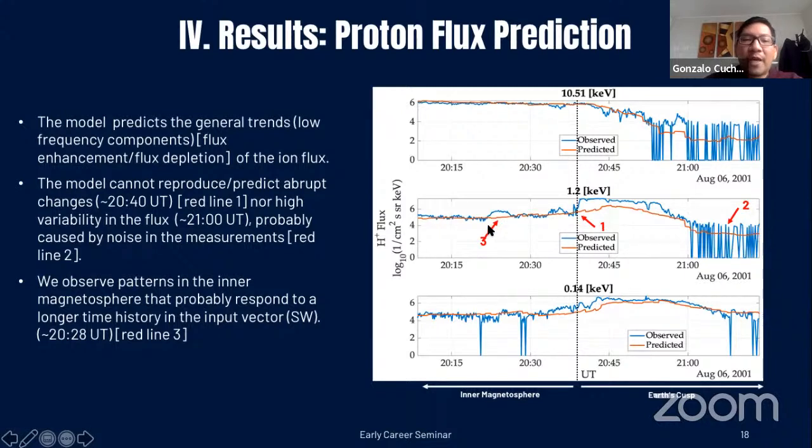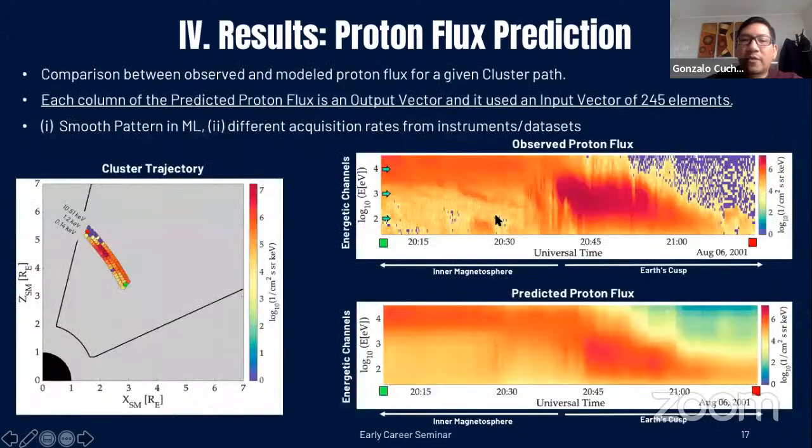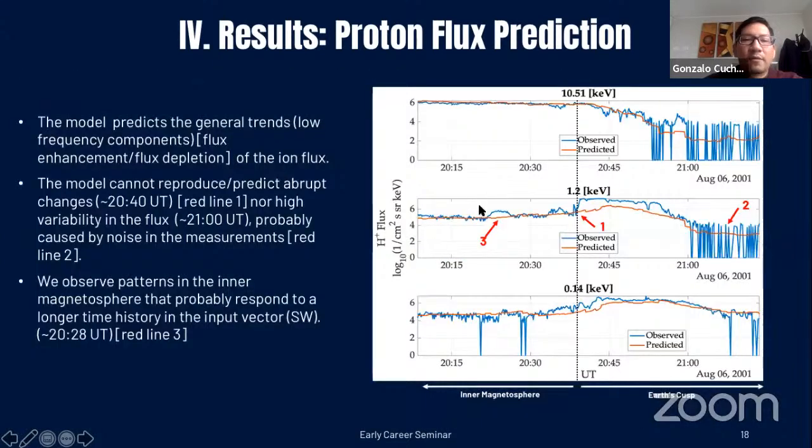Also, we have observed some patterns in the inner magnetosphere, which is located here, and we go back to the signal. You can observe this pattern here in the in situ observation, and this pattern probably responds to a longer time history of the input vector. As you can remember, I have used a 30 minute time history, and that probably can take more than 30 minutes. But this is not part of the study. So we are just studying the auroral cusp, but still I just wanted to mention it.